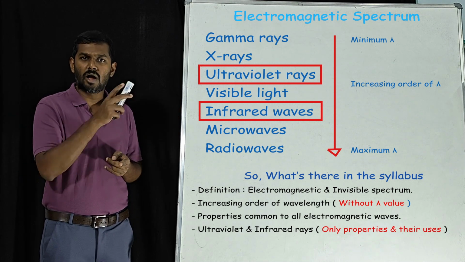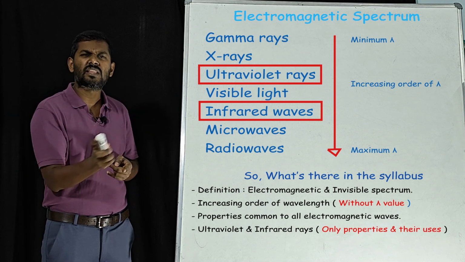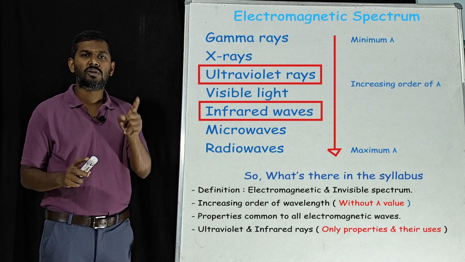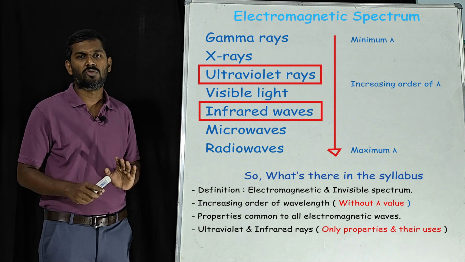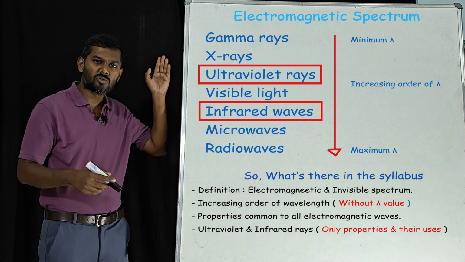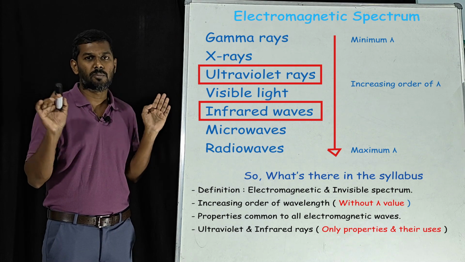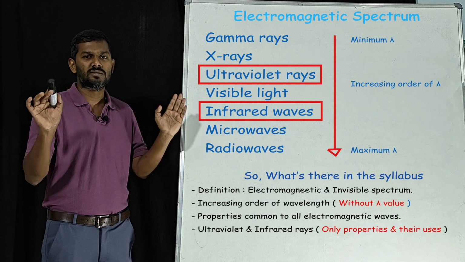Remaining things, gamma, we are not going to learn anything about gamma, microwave, radio wave, nothing. We are going to focus only on infrared and UV. So any questions related to these in the theory solution video also, we are going to skip. Why? Because it is not there in the syllabus.